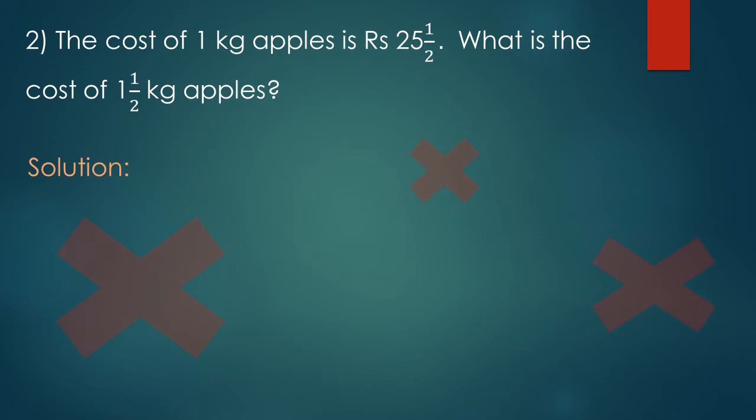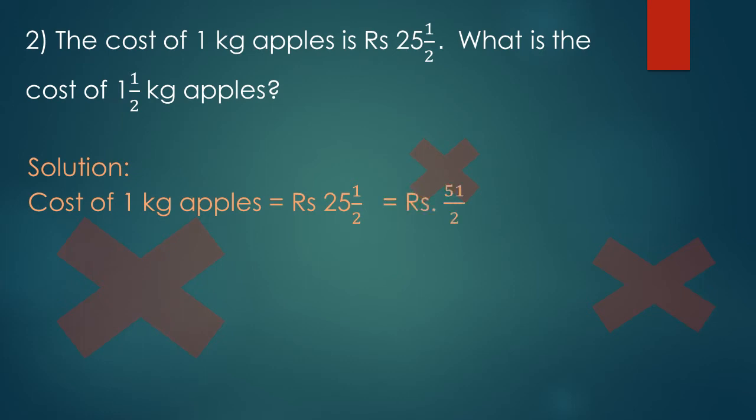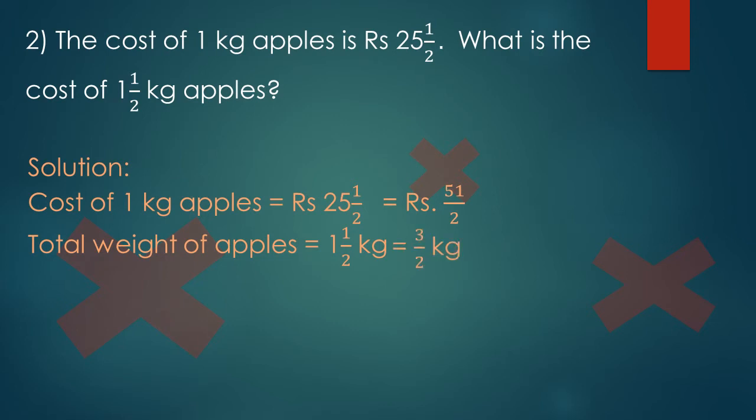So the first statement is: cost of 1 kilogram apples is equal to rupees 25 1 upon 2. But 25 1 upon 2 is a mixed number. So first we convert it into an improper fraction. 25 2s are 50 and 50 plus 1 is 51. So the fraction is 51 upon 2. And the second statement is: total weight of apples is equal to 1 1 upon 2 kg. Again 1 1 upon 2 is a mixed number. So first we convert it into an improper fraction. 2 1s are 2 and 2 plus 1 is 3. So the fraction is 3 upon 2 kilogram.